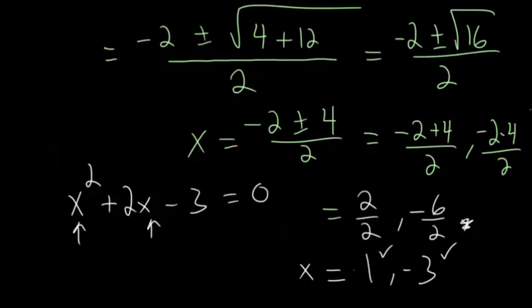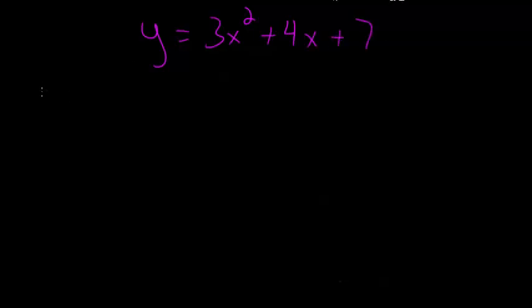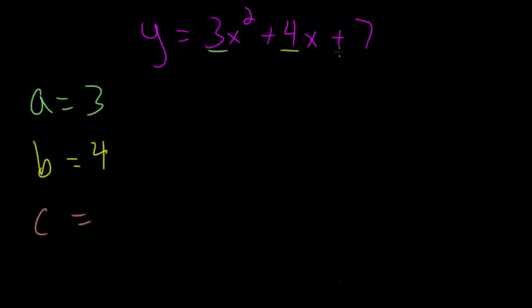And with that in mind, let's look at essentially a more complicated example. Let's say we have that y is equal to 3x squared plus 4x plus 7, where in this case our a value, that number multiplied by x squared, is 3. Our b value, the number multiplied by x, is 4. And our c value is this constant back here. It looks like positive 7.